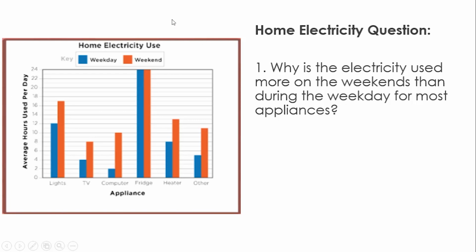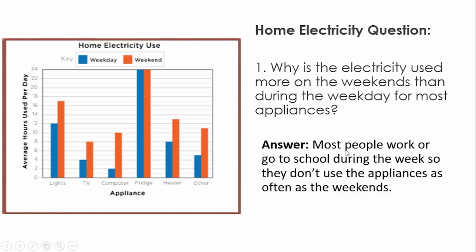Why is the electricity used more on the weekends than during the weekday for most appliances? So in blue we have the weekday, and in the orange we have the weekend. And now we need to think critically about why more electricity is used during the weekends than during the weekday. The answer is most people work or go to school during the week, so they don't use the appliances as often as on the weekends. That's what we can infer from this graph.